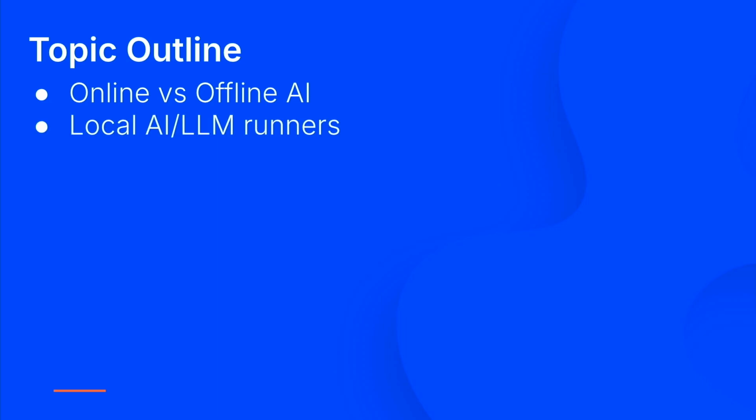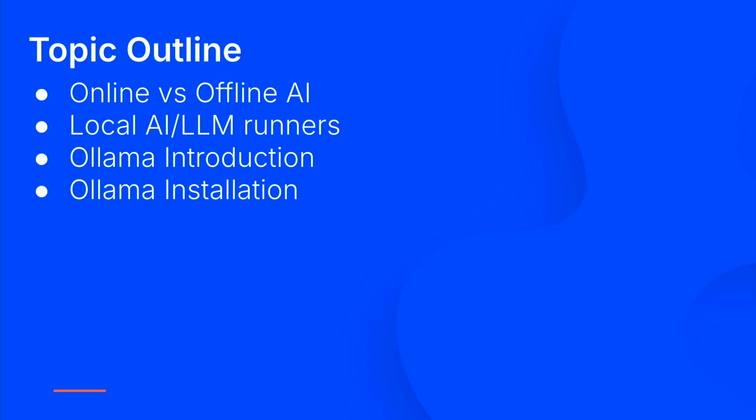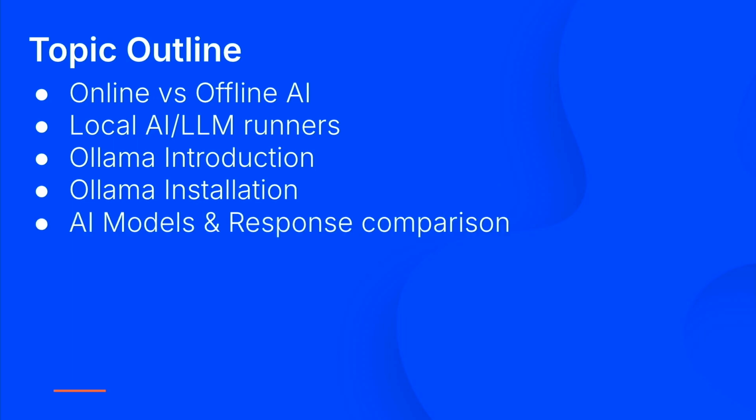So the topics that we'll be discussing today are online versus offline AI and their differences. Local AI or LLM runners out there, aside from Ollama. We're gonna be doing an introduction about Ollama and how to install it in your system. AI models that you could choose from, and some comparisons of the responses that you can get from them.